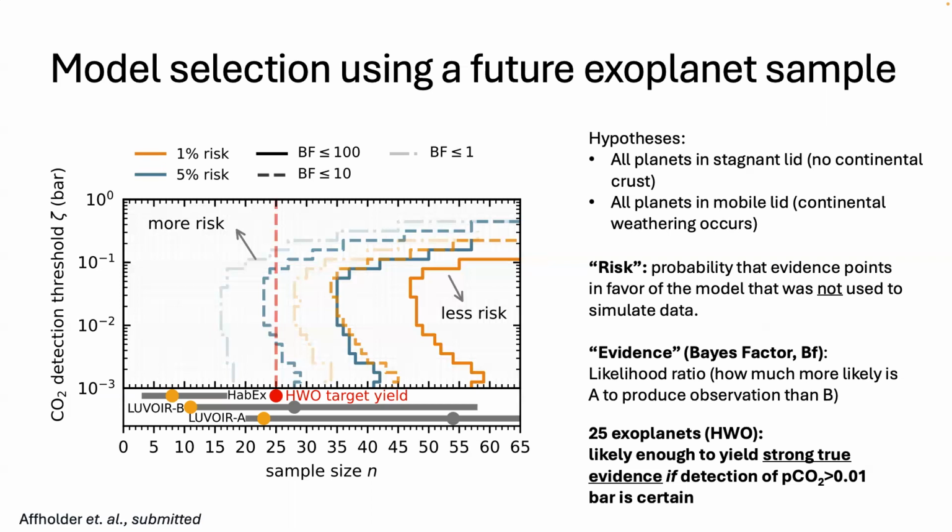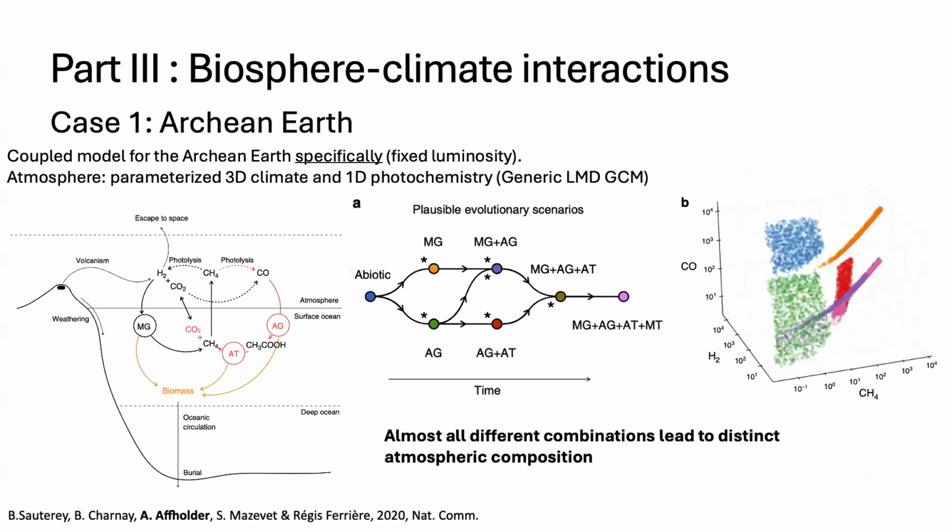So the HWO target yield could be sufficient, provided that we are able to measure 1% CO2, and that the 25 exoplanets are actually Earth-mass planets around a sun-like star, which they're not going to be, but we don't know how to quantify how things are going to vary with this because we don't have this generality in the model. Okay, quickly move on to life.